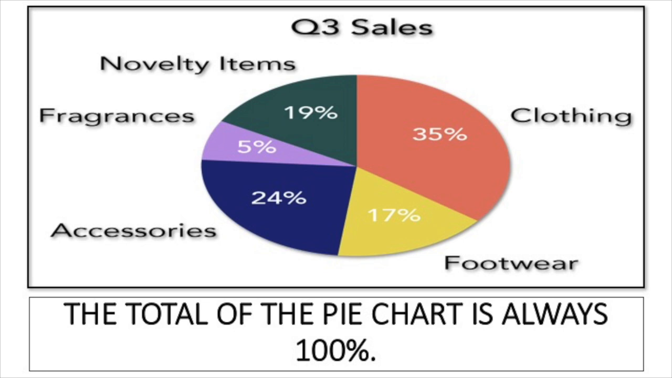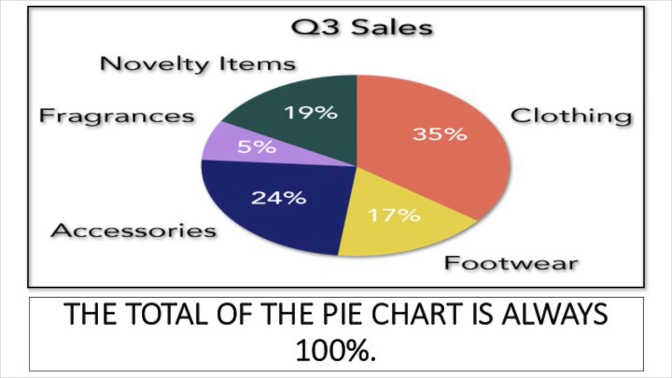The total of the pie chart is always 100%. Yes, whenever we have a complete circle or a complete pie, that's always 100%. So when it comes to doing the different slices of a pie, they must all add up to 100% at the end. Like here, we can see novelty items. How many percent? 19%. Clothing? 35%. 35%. Footwear? 70%. Accessories? 24%. Fragrances? Now, what do you think will happen if we add all of these percentages together? What will we get? 100%, yes. Because it's a complete pie, when we add everything together, everything adds to 100.